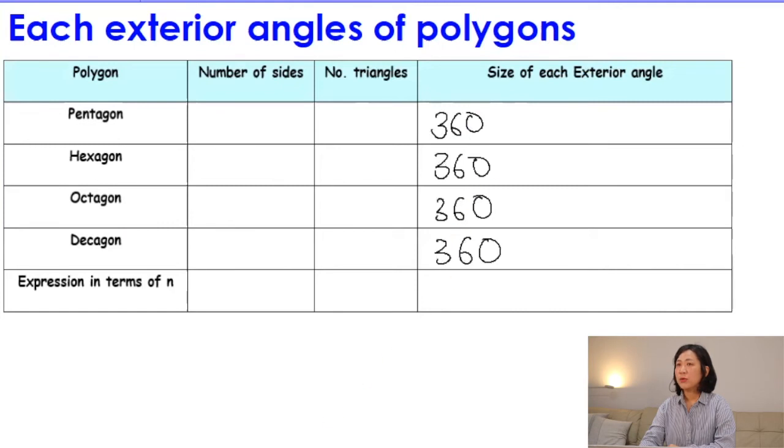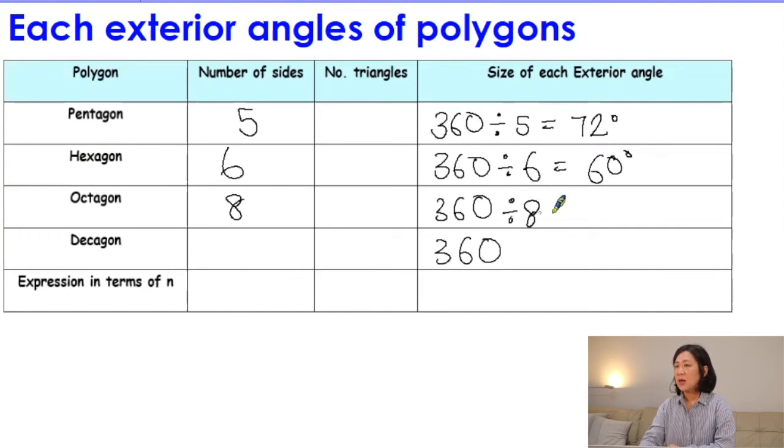Now we are looking for each exterior angle of regular polygons. So think about it. When it comes to regular polygons, the exterior angles will be the same as well. That's why we can divide 360 by 5, so that is 72 degrees. Then for the hexagon, you divide by 6, so one exterior angle will be 60. Then you divide by 8, and each exterior angle for the octagon is 45. Divide by 10, and we know it's 36.